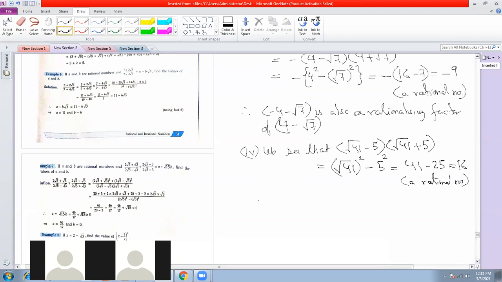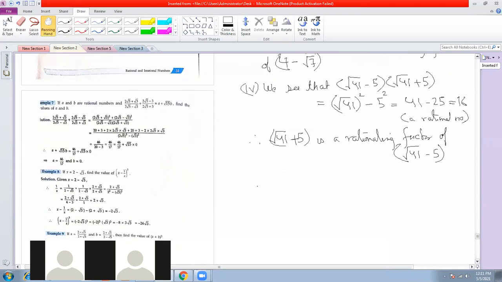Right? Therefore, what do we say? Sorry, root 41 plus 5 is a rationalizing factor of root 41 minus 5. Okay. Now let us change the sign of the radical also.